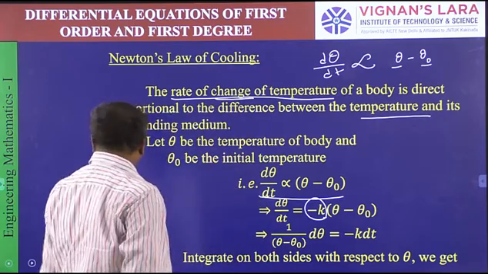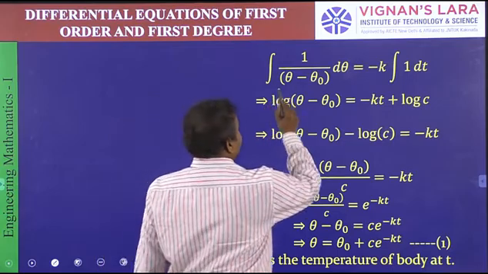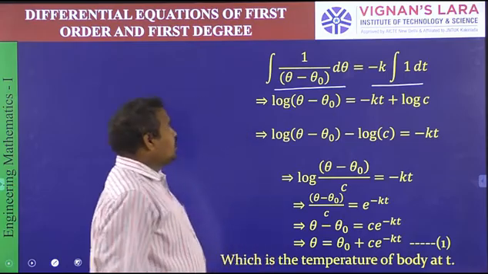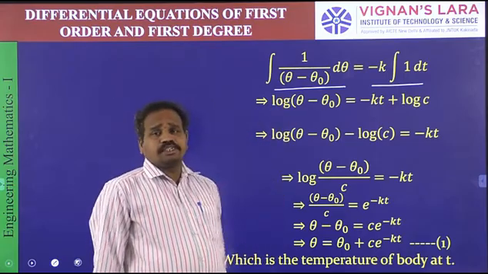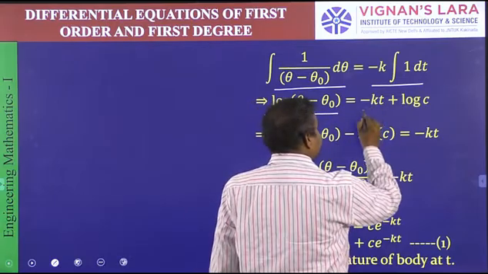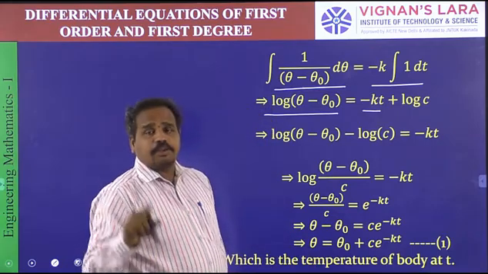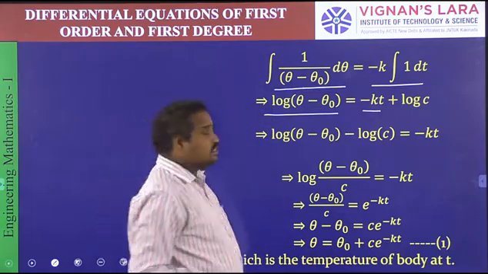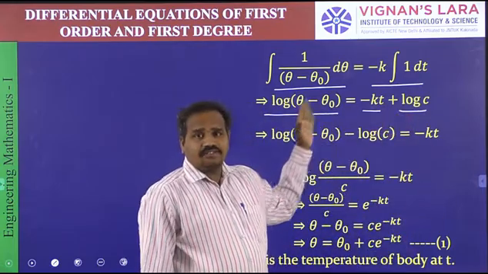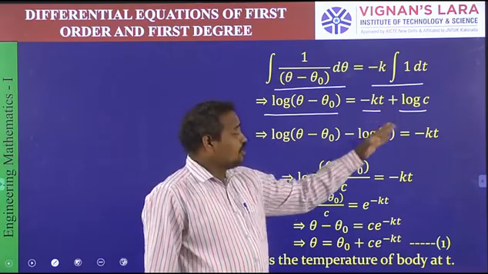Now apply integration on both sides. We will get integral of 1 by theta minus theta naught d theta is equal to minus k into integral of 1 dt. Integration of 1 by theta minus theta naught is log of theta minus theta naught, and minus k into the integration of 1 is kt. Here I got a logarithm, so for our convenience, the constant is also taken as a logarithm. So this is log c. Now bring this log c to the left hand side. Then log of theta minus theta naught minus log c is equal to minus kt.